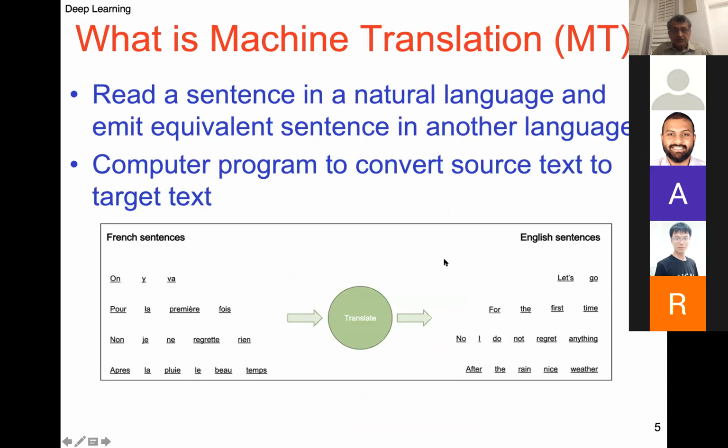So formally, what is machine translation? Read a sentence in a natural language and emit an equivalent sentence in another language. It's a computer program to convert source text to target text. This shows French sentences converted into English sentences.